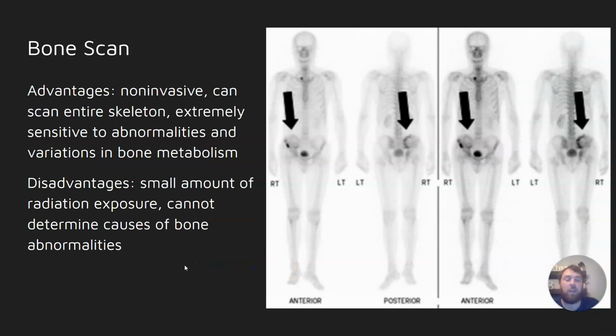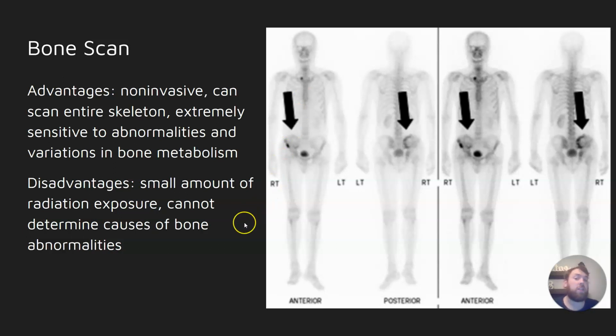Because of this, the advantages we have is that it can scan the entire skeleton all at once. It's extremely sensitive to abnormalities. We can see the abnormalities in the pelvis right here, and the variations in bone metabolism since it's attaching to the calcium deposits, and bone metabolism is all about how much calcium is being deposited. You can see how dense the material is at specific spots where the bone calcium is the most deposited.